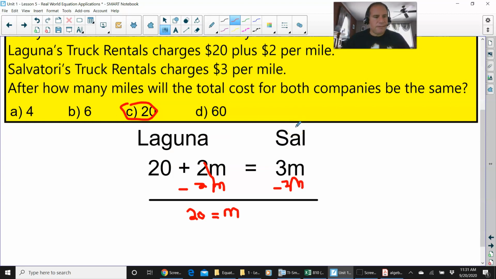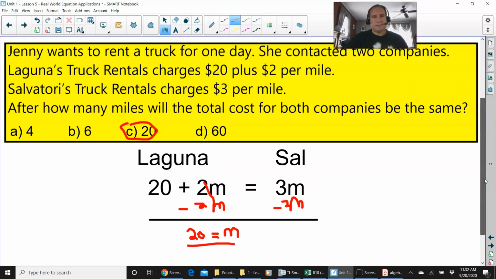Okay, so there it is. So we have Laguna's is 20 plus 2m equals 3m, which is Salvatore's on the other side because they only charge $3 per mile. You subtract 2m from both sides and you get m equals 20. At 20 miles, both companies will cost the same. If you substitute that 20 in right here and right here, they will equal the same thing, which is 60, right? But they're not asking that. They're just asking how many miles would they cost the same, and that's the answer.